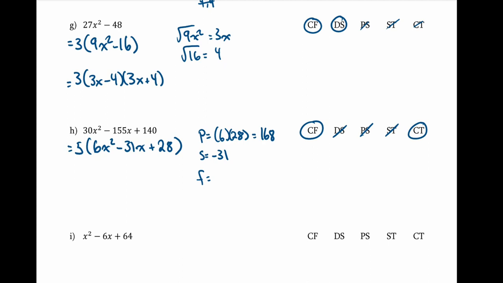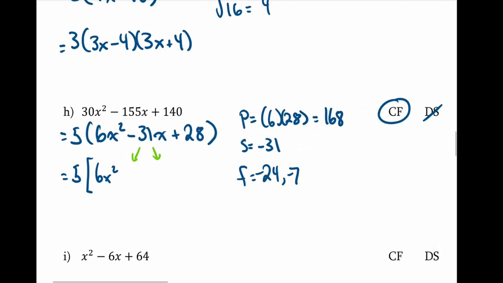And if you keep plugging away, we should find we get 24 and 7 as our 2 factors. We need to make them negative because our sum is negative 31, and 2 negatives multiplied give us a positive. So after a while, we found our factors. Now we can work into the decomposition and break up this middle number. So 6x squared, put a square bracket, 6x squared minus 24x minus 7x plus 28.